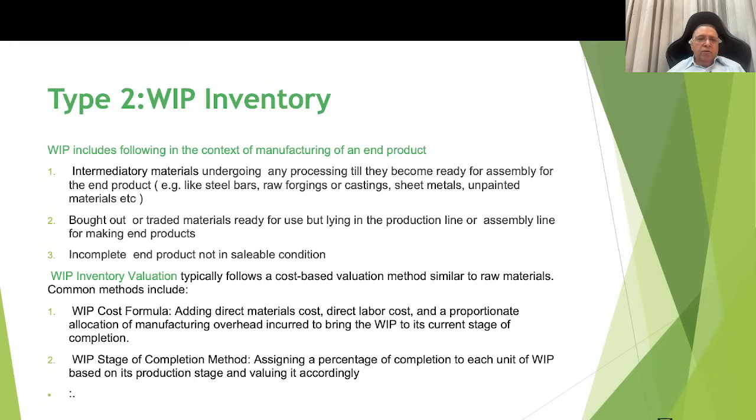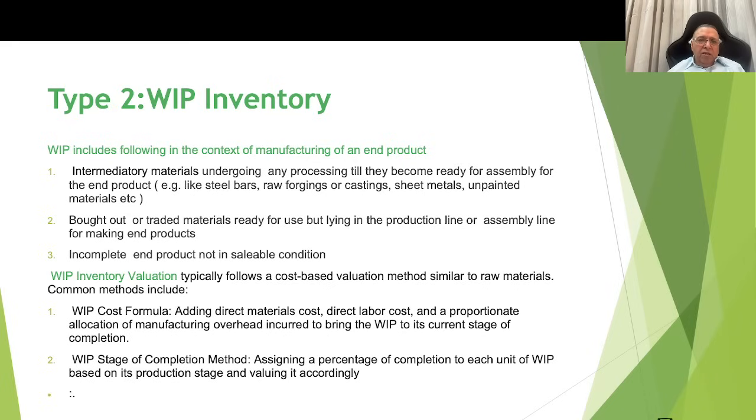this fit for use. Number two, bought out or traded materials ready for use but lying in the production line or assembly line for making the end products. Number three, incomplete end products not in saleable condition. So these are all part of the WIP.